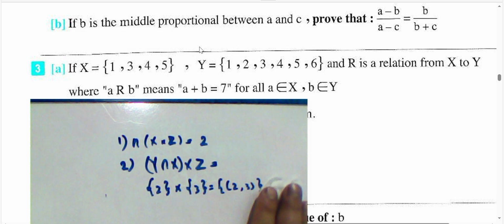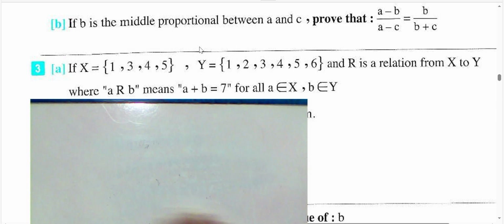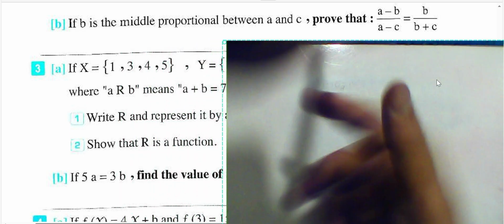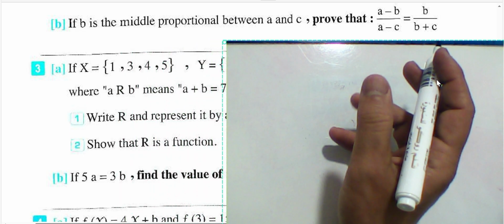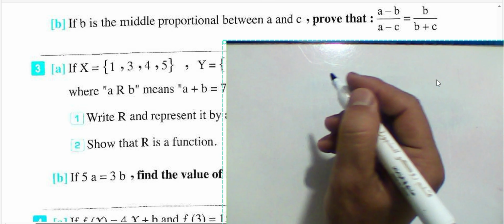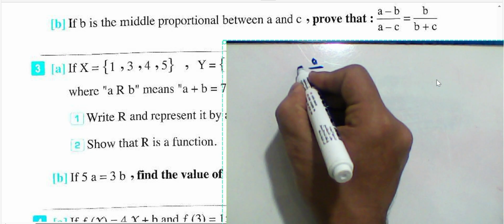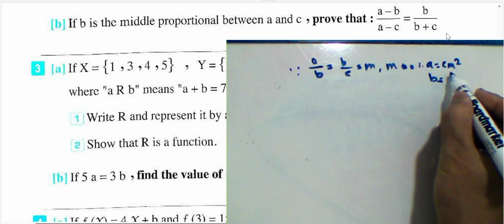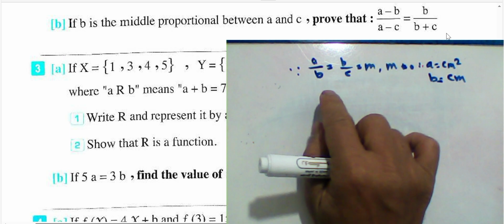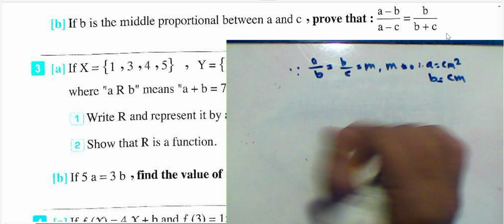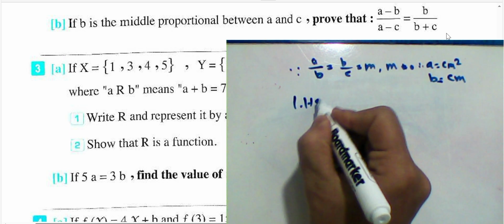is the middle proportional between A and C. Prove that the left hand side equals the right hand side. Okay, we can prove this example by writing B is the middle. He gives me the information: middle proportional between A and C. What does it mean? A over B equals B over C, because B is the middle proportional between A and C. Okay, then start here from the left hand side.